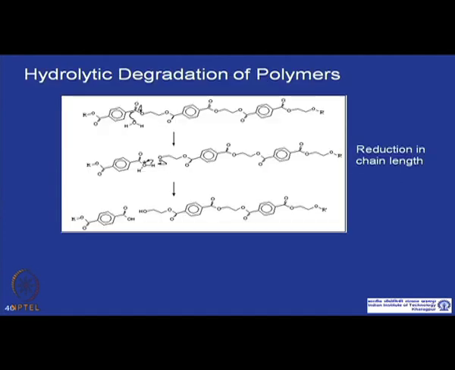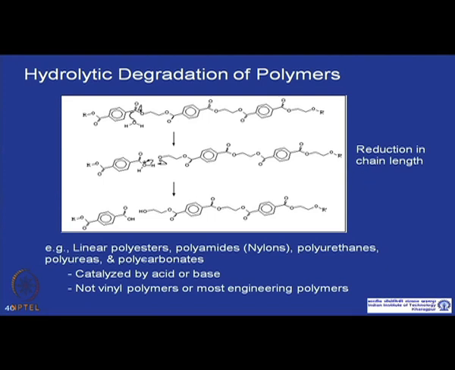Now, I mentioned that the step growth polymers have those functional groups like esters, carbonates or amides. They are prone to hydrolyze. For example, this PET is shown here, polyethylene terephthalate polyester. They can react with water and hydrolyze, and the hydrolysis process basically reduces the chain length, and when the chain length is reduced, molecular weight goes down and the properties of the polymer also go down.